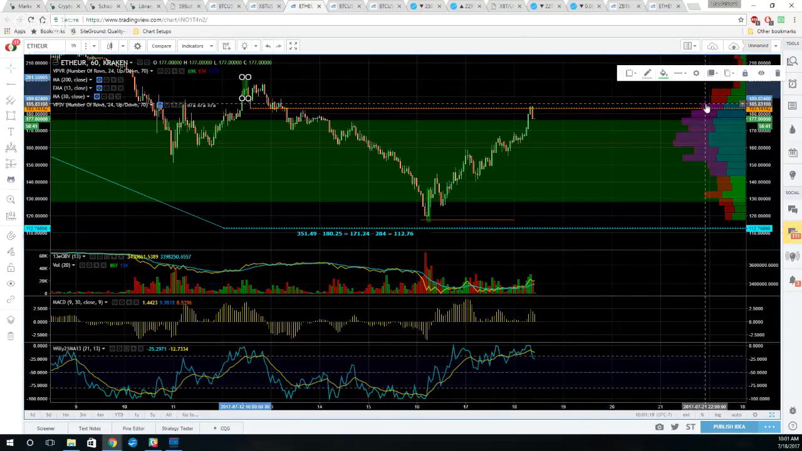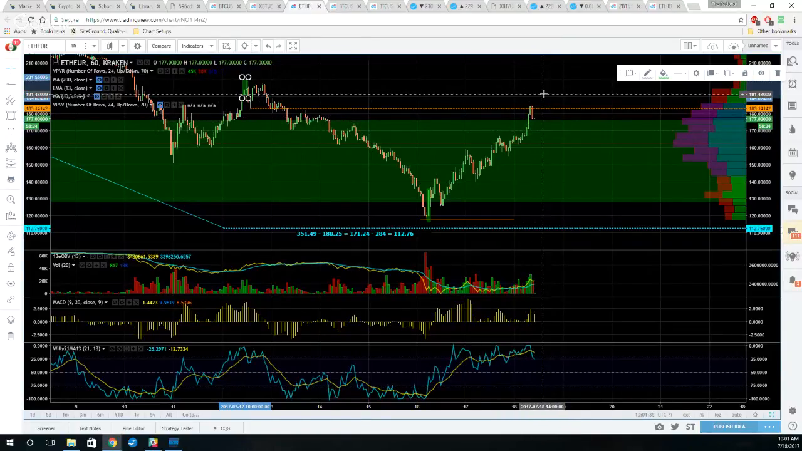Notice too, interesting. Notice how value high is just a bit higher. So I wouldn't be surprised if this is actually a little bit of a trap, that they're going to play with this level a little bit. Kind of like what we said with Bitcoin. You know, I think that this top is going to be a rolling top.